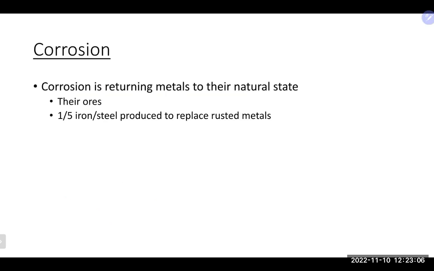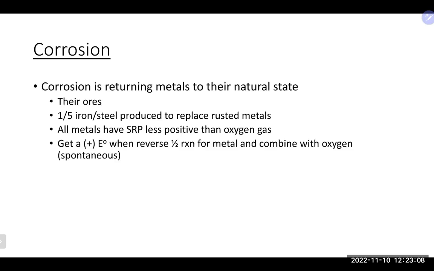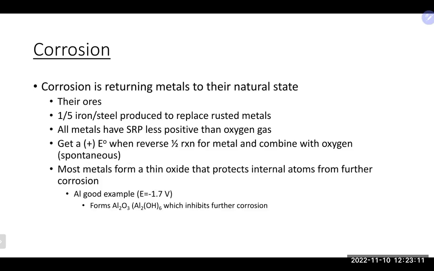All right, so those are some batteries. Let's also talk a little bit about another aspect of redox reactions in life, which is corrosion. And corrosion is returning metals to their natural state. At one time, 1/5 of all iron and steel production was used to replace rusted out metals. Any metal with an SRP value less positive than oxygen can go through corrosion. Why would that be?